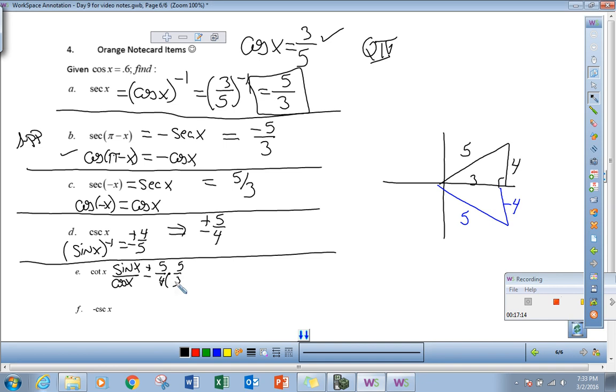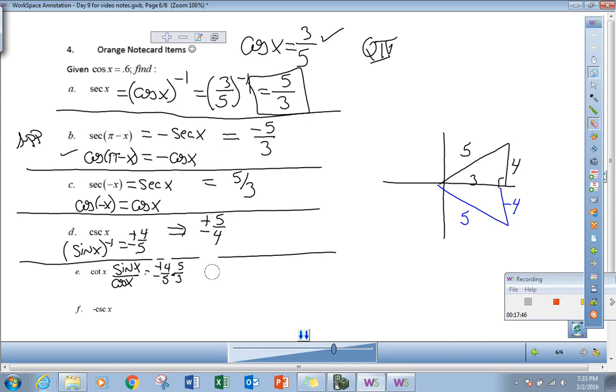And I wrote something wrong there. Come here, eraser. So I'm going to take the sine value, which is the positive or negative 4/5, times the reciprocal 5/3. Well, the tangent value then would be 4/3. The cotangent is going to be positive or negative 3/4. That's tricky because there's a lot there. You have to remember to invert and multiply.